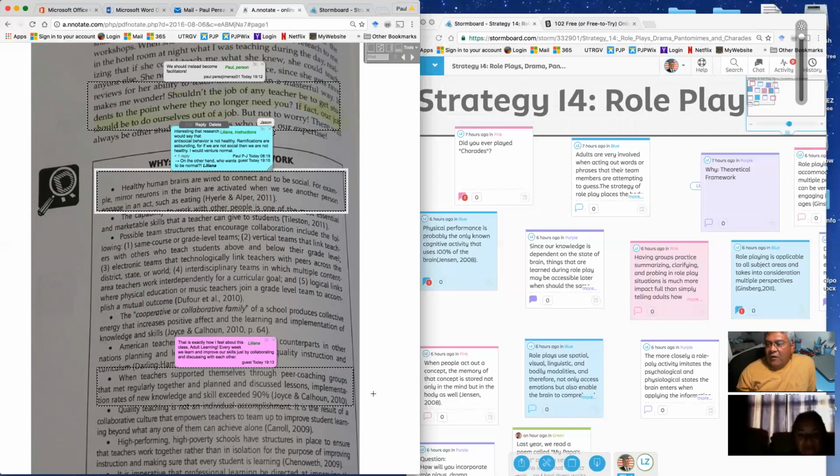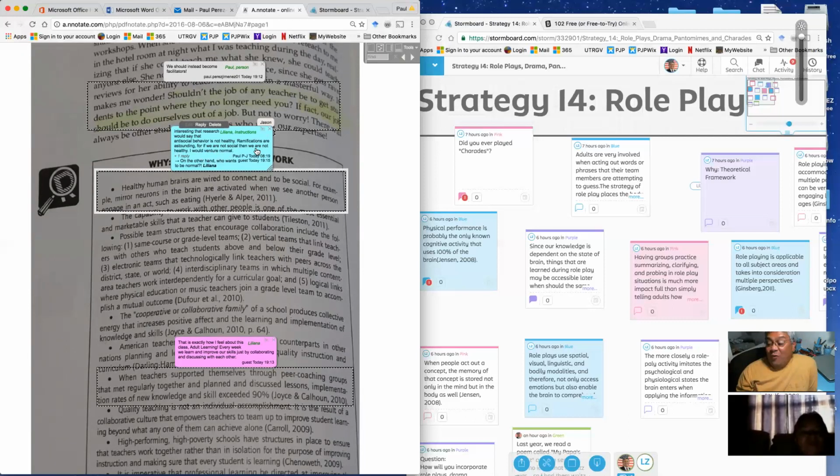Liliana and I wanted to do an actual collaborative online as we are together. And this is our version. You want to go over to the other one, Liliana? The one at the top I think is yours also, right? No, it's yours, but let me read the paragraph and then you continue with your instruction. Okay. Healthy human brains are wired to connect and be social. For example, mirror neurons in the brain are activated when we see another person engage in an act, such as eating.